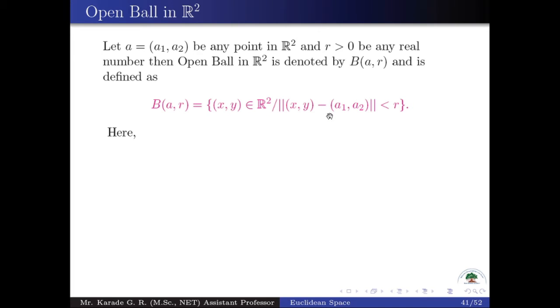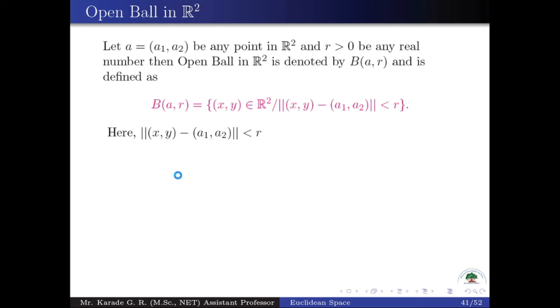such that the norm of vector (x, y) minus vector (A1, A2) is strictly less than r, or we can say the distance between the vectors (x, y) and the point (A1, A2) is strictly less than r. Here consider this inequality: this norm is nothing but the distance between these two vectors, vector (x, y) and vector (A1, A2). Okay, and the distance is strictly less than r.